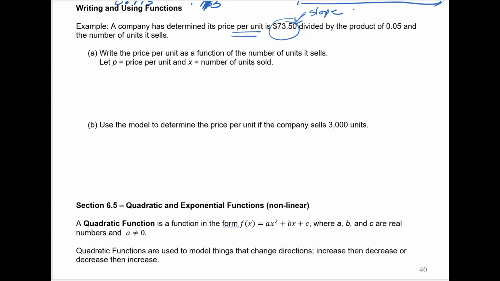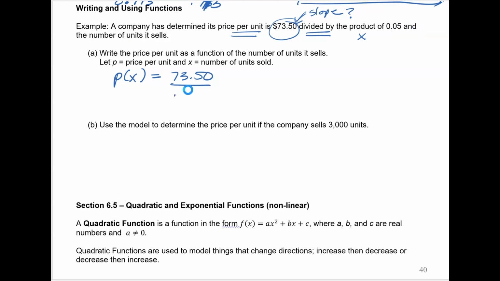So let's write the price per unit as a function of the number of units it sells. If P is the price per unit, so that's your output variable, and X is the number of units sold, that's your input. So I'm going to start by saying P of X, and I'm going to read it again and write down the equation as I'm reading. So the price per unit is $73.50, so I'm just going to write down $73.50 divided by the product, okay, so that means times, of 0.05 and the number it sells.